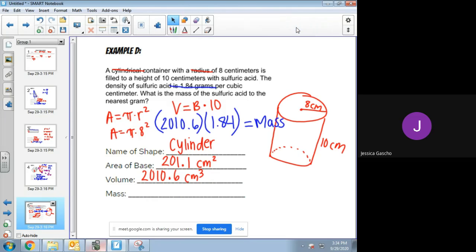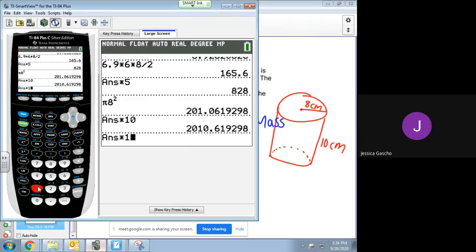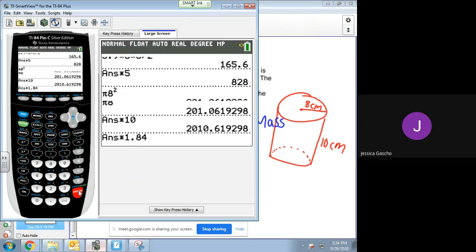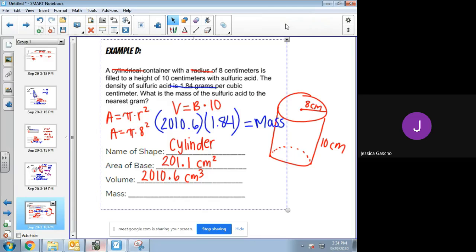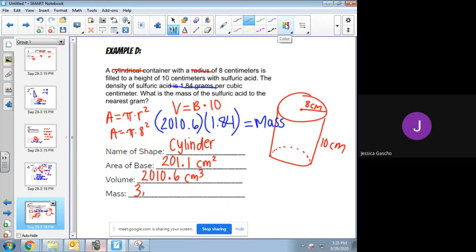So I'll go back to my calculator, multiply by that 1.84 to convert it to the mass, and I get 3,699.5 grams.